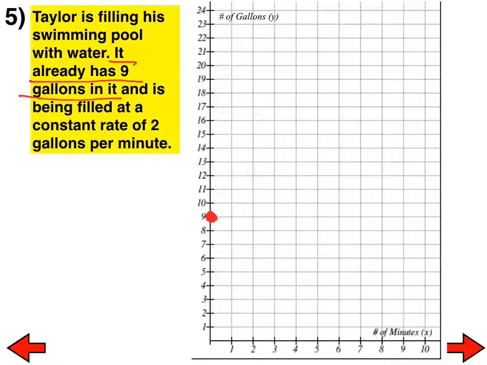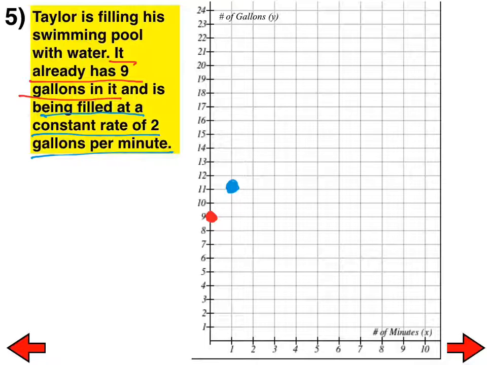And then the second part says, and is being filled at a constant rate of 2 gallons per minute. So what does that tell us? That the rate of change is 2. Okay, so what am I going to do in terms of the graph? Because that's the first thing that we have to do here. Every minute, the swimming pool is filled 2 gallons. Okay, so technically what that means, the slope is 2, right? Yes. So a vertical length of 2 for every horizontal length of 1. So that would be our second point.